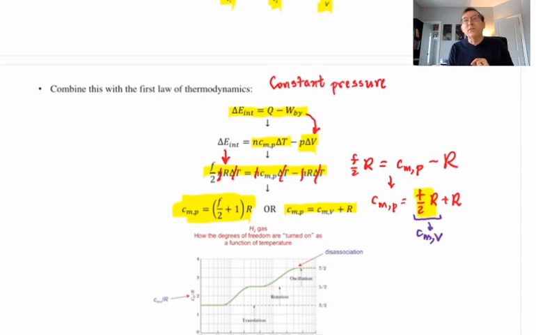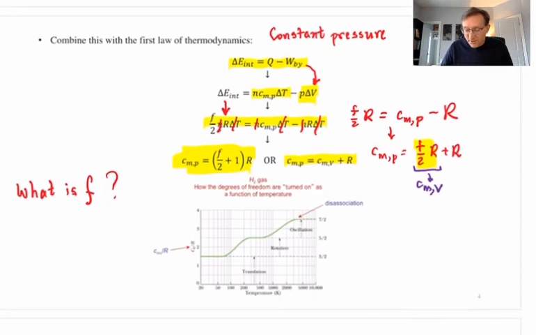Because at constant pressure, not only does Q go to make the internal energy, the temperature, go up, some of it's being used to do work. But whether you're worrying about CMV or CMP, it really all boils down to knowing F. How many degrees of freedom does each molecule have? That is a key question if you're talking about molar specific heats for an ideal gas.